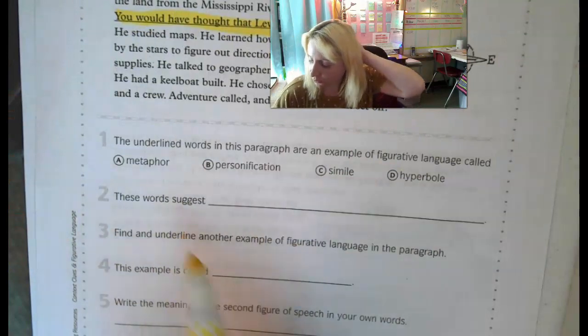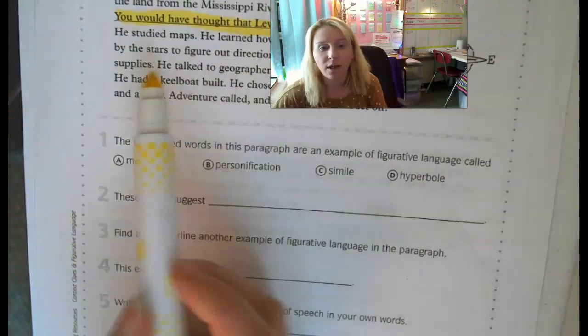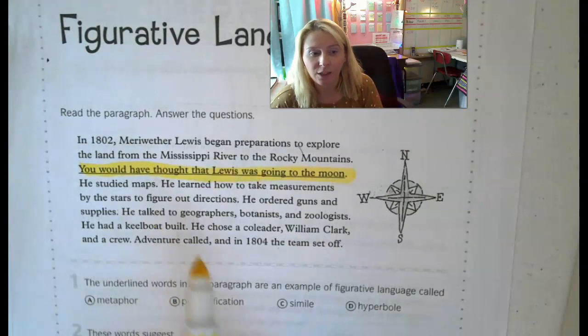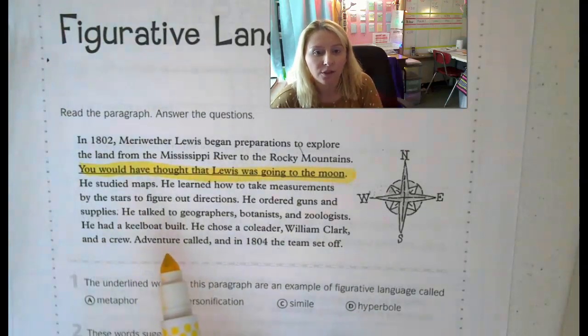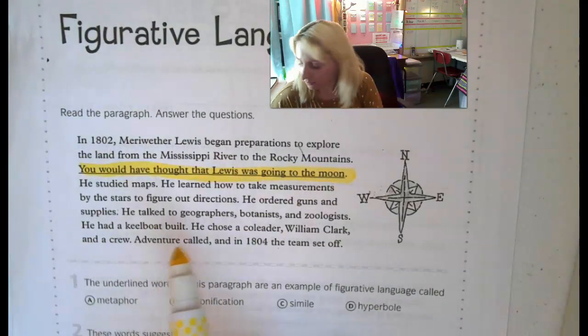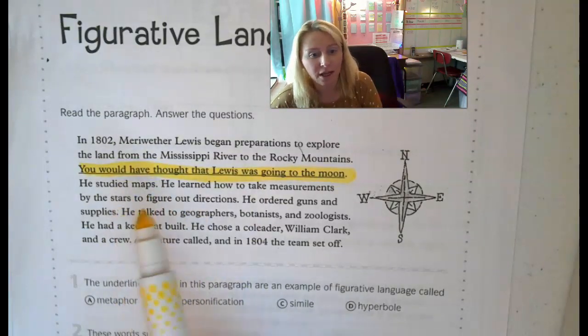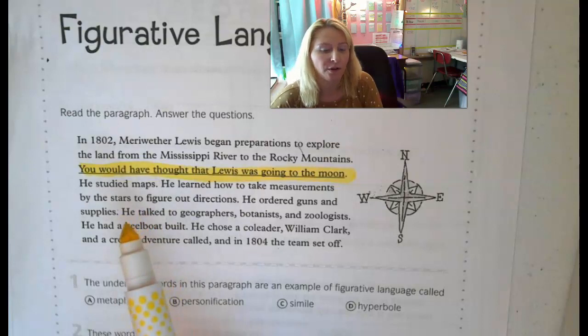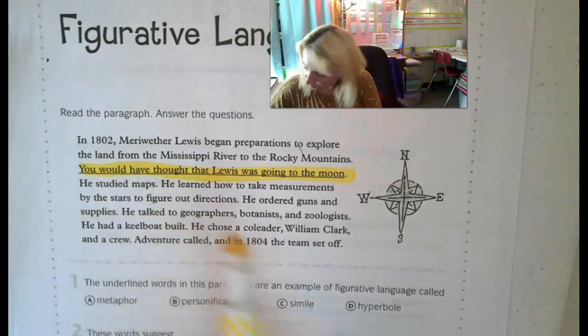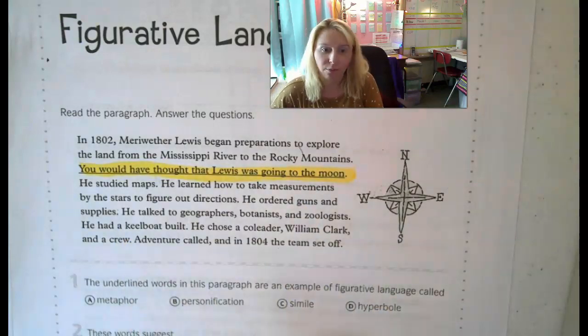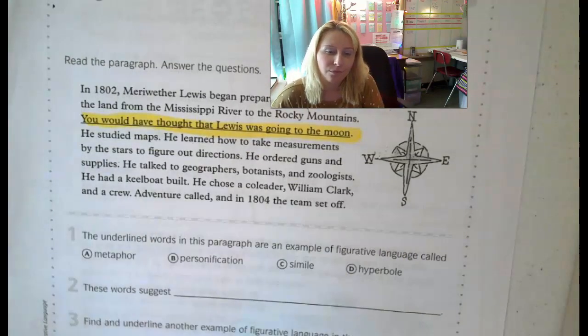For number two, these words suggest. So what does this person mean when they say, you would have thought that Lewis was going to the moon? And then he explains himself. He studied maps. He learned how to take measurements by the stars and figure out directions. He ordered guns and supplies. So what does the author mean by it was almost like Lewis was going to the moon?